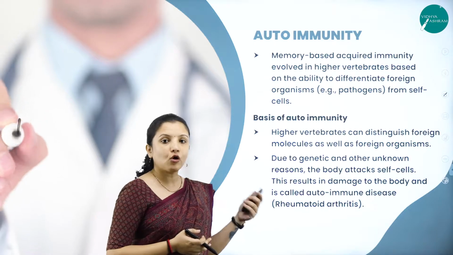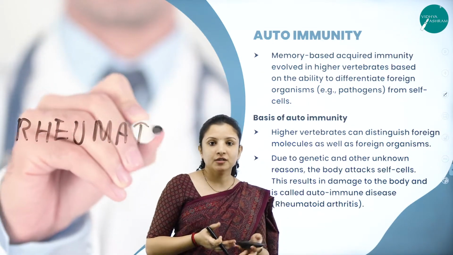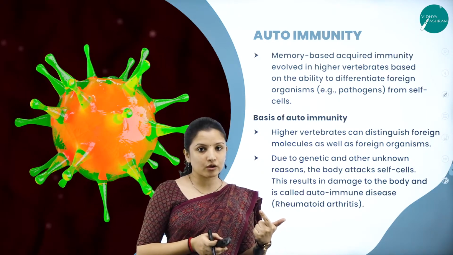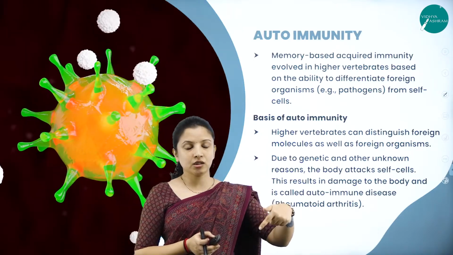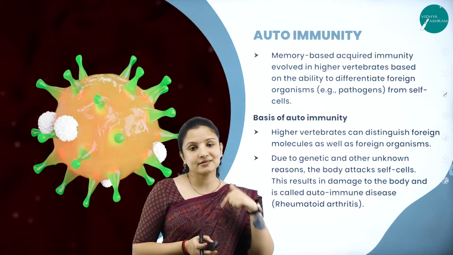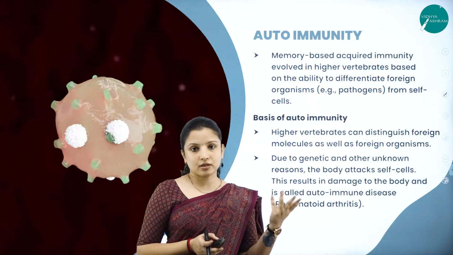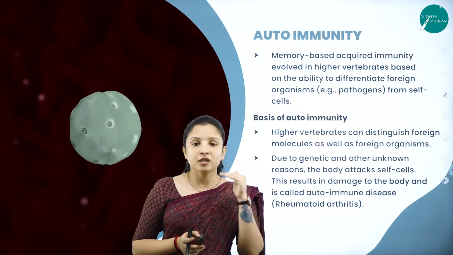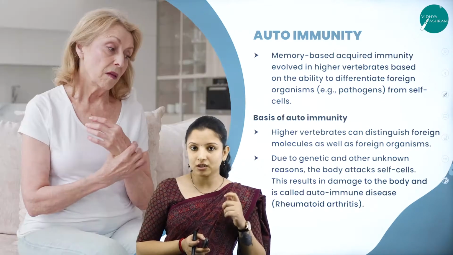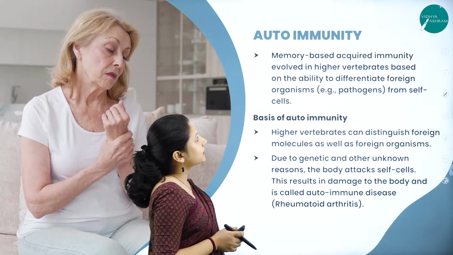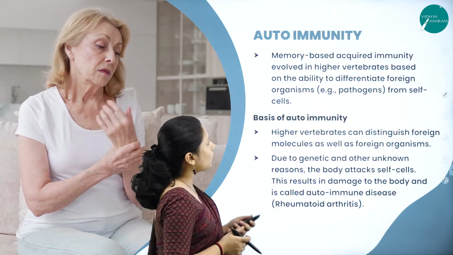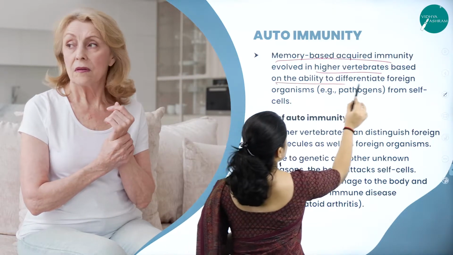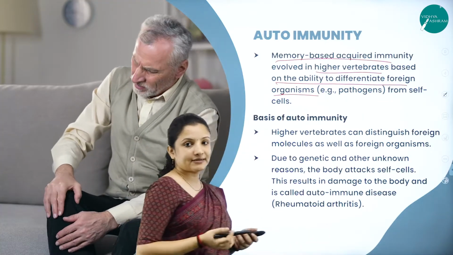Next, moving on to autoimmunity. Autoimmunity means self. Like we studied earlier, passive immunity is not produced by the body; instead, vaccines are taken. Those vaccines help the cells memorize, so that later when the infection occurs, the particular antibodies get produced. But in autoimmunity, the cells themselves start to produce the immunity. We shall look into how. It is a memory-based acquired immunity evolved in higher vertebrates, based on the ability to differentiate foreign organisms, say for example, pathogens.